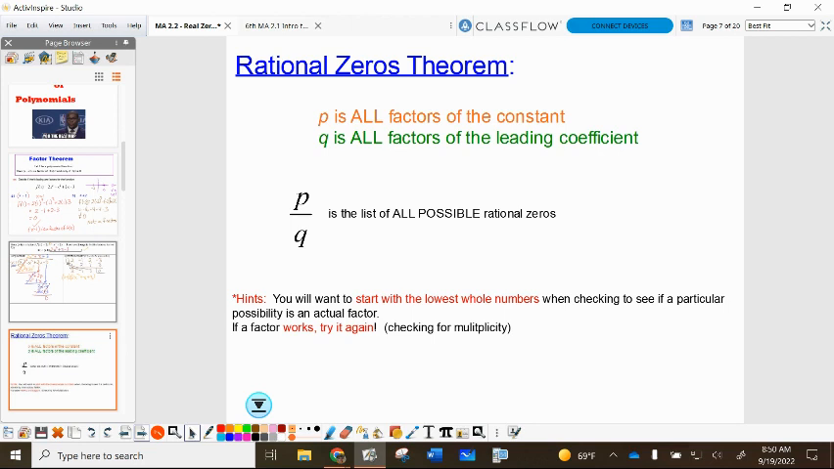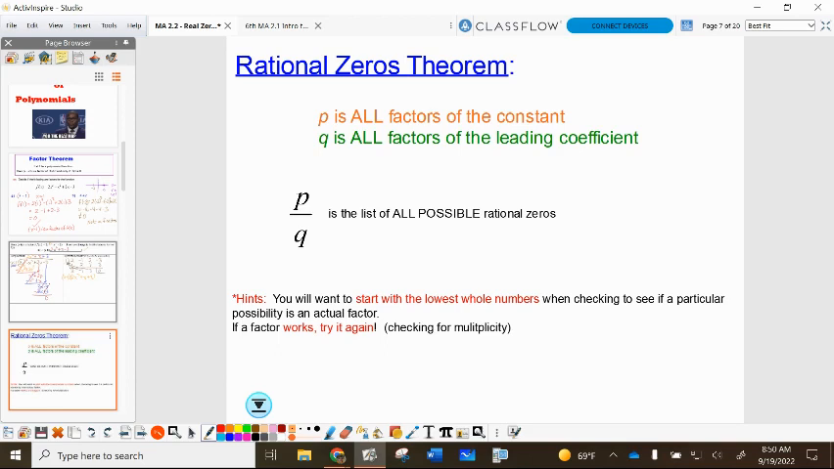And even though some of these lists might be longer than you like, it's still so much shorter than the list of an infinite number of possible factors. So let's see how this works. As a hint, once you get this list of all possible rational zeros, you'll want to start with the lowest possible whole numbers because whole numbers are easiest to work with when checking to see if a particular possibility is a factor. And then as a reminder, if a factor works, try it again because it might have a multiplicity other than 1.